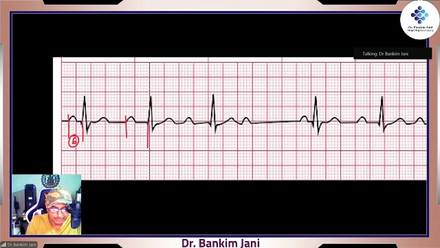Clearly you can see, right? These are 1, 2, 3, 4, 5, 6, 7, 8. 8 boxes. Let's see further. Clearly 5 over here. This is 6, 7, 8, 9, almost 10 boxes. 10 boxes.